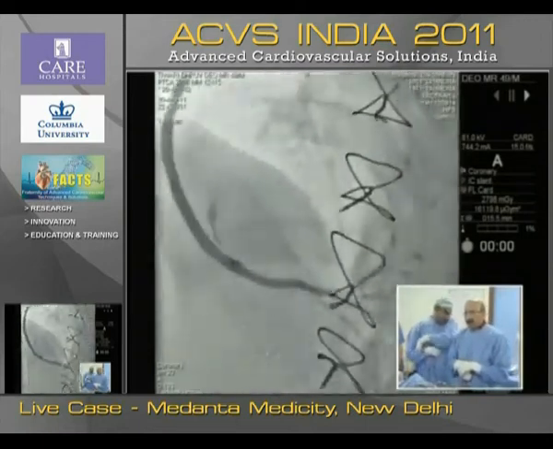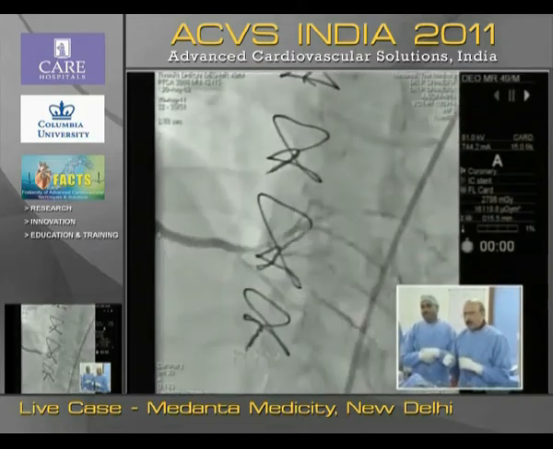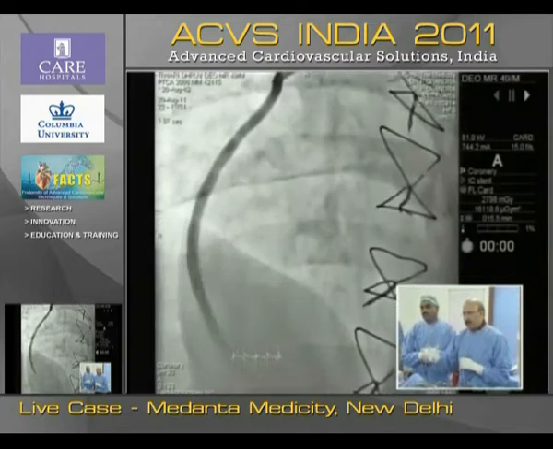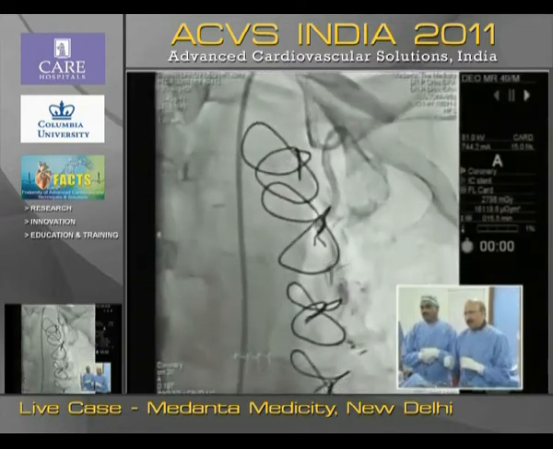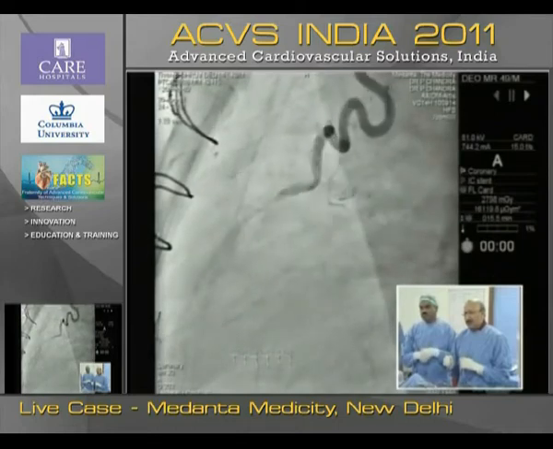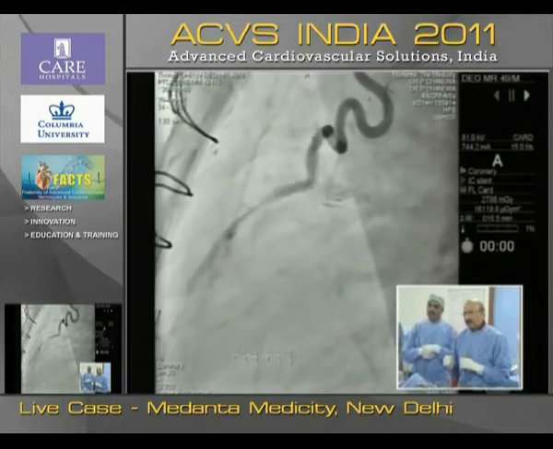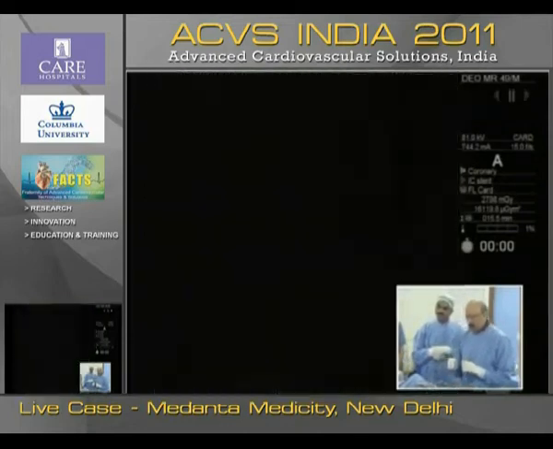So this is how we finished the vein graft, and now I will show you what we are going to do next. This is the most difficult part of the whole thing. Here you see multiple loops, and the lesion is beyond that. So next please.